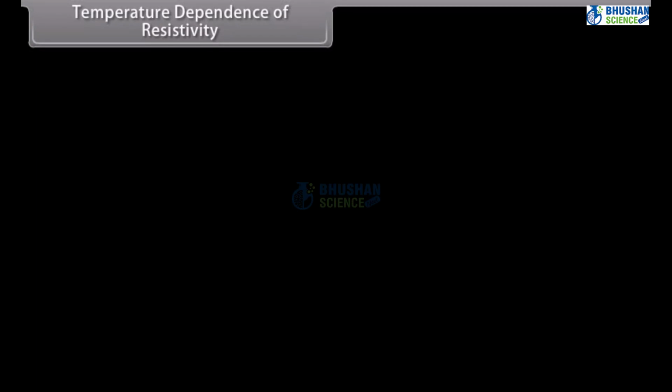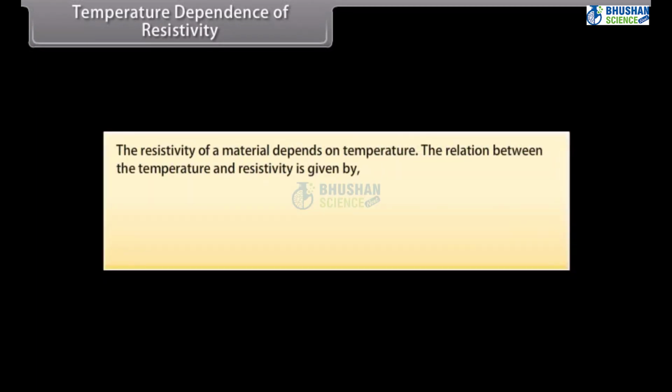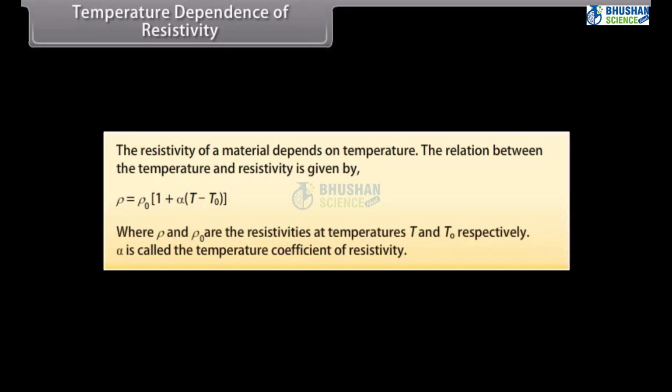Temperature dependence of resistivity. The resistivity of a material depends on temperature. The relation between the temperature and resistivity is given by rho equals rho naught multiplied by 1 plus alpha into T minus T naught, where rho and rho naught are the resistivity at temperatures T and T naught respectively. Alpha is called the temperature coefficient of resistivity.